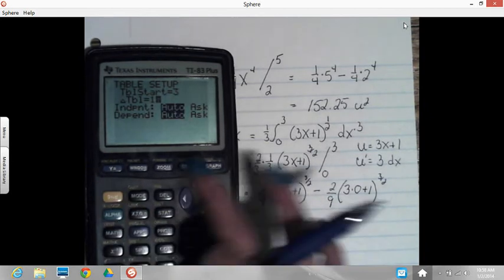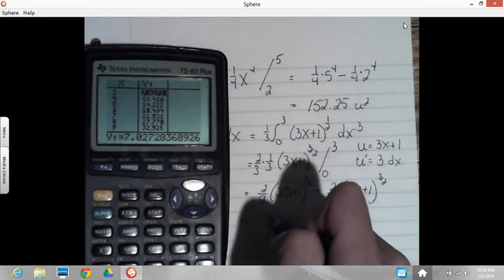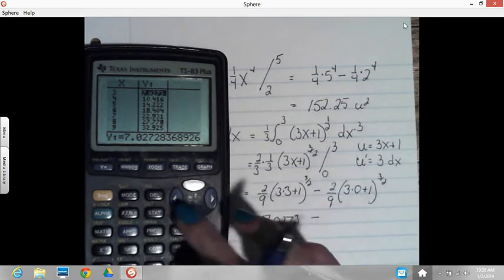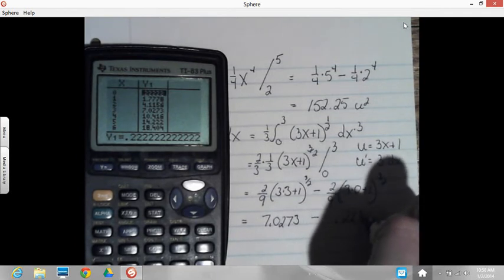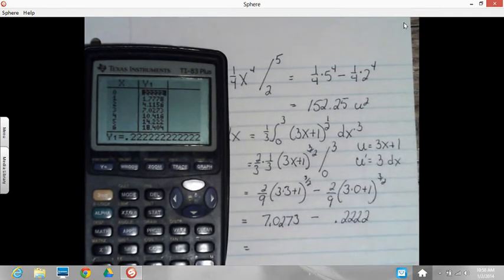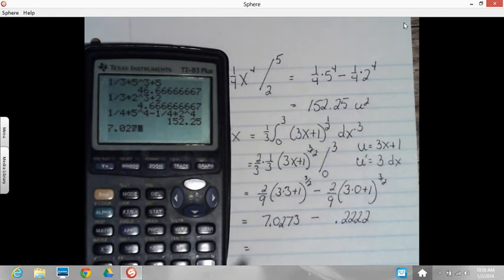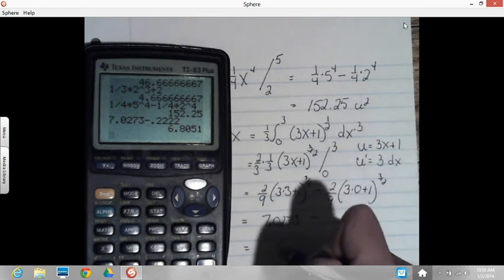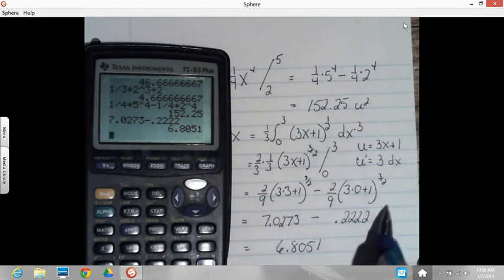So I got 7.0273 minus, and then when I put in a 0, 0.2222, and then just subtract and we'll have my answer. 7.0273 minus 0.2222 is 6.8051. You could have typed this whole line in your calculator and gotten that answer. I don't really care how you get from here to here as long as you can do it using a calculator.